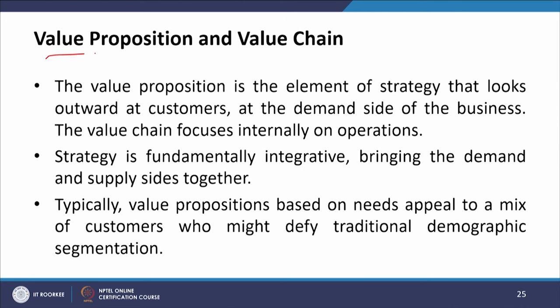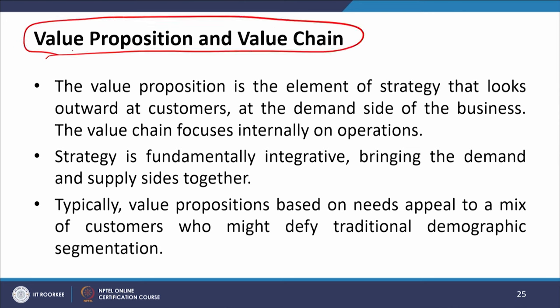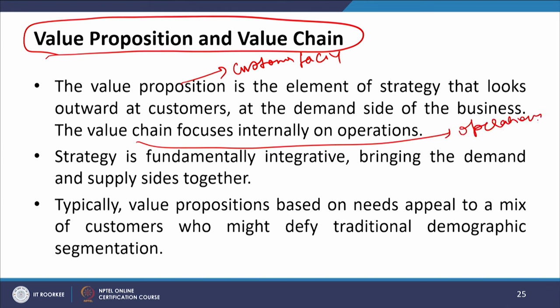Next comes the value proposition and the value chain. Value proposition is the element of strategy that looks outward to the customers, at the demand side of the business. The value chain focuses internally on operations. So that is customer facing, and this is operations facing. This strategy is fundamentally integrative, bringing the demand and supply side together. So a strategy links value proposition and the value chain, and that is the job of a strategy. Typically, value propositions based on needs appeal to a mix of customers who might defy traditional demographic segmentation.